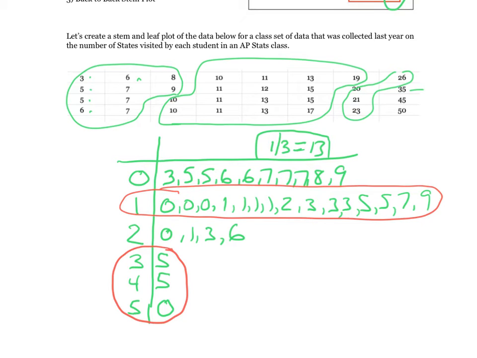So you can get a pretty good picture of the data by making a stem and leaf plot. I can see things here that I couldn't see in the raw data themselves. Okay. So that's a regular stem and leaf plot.